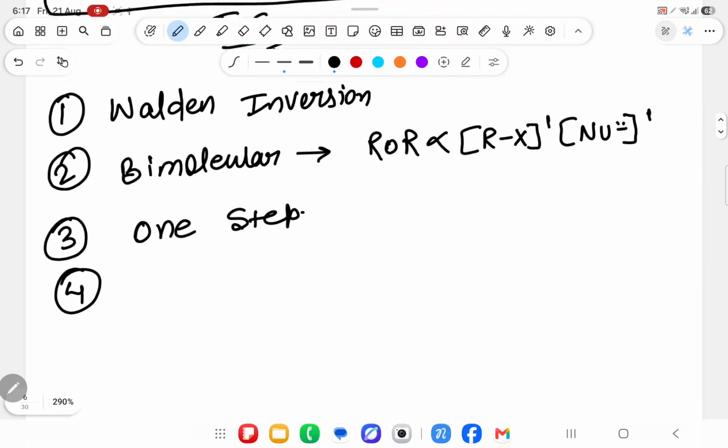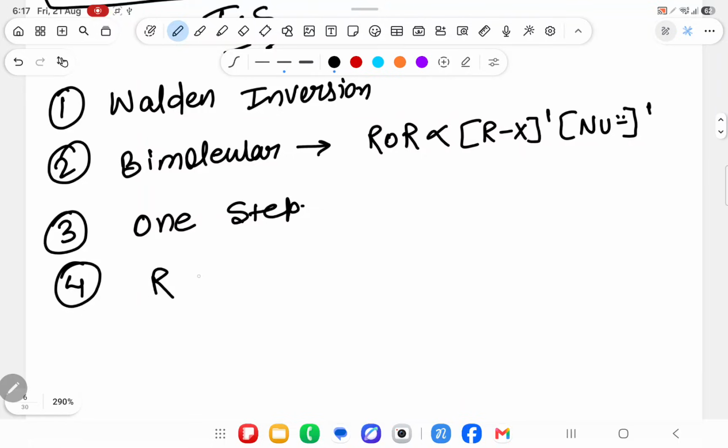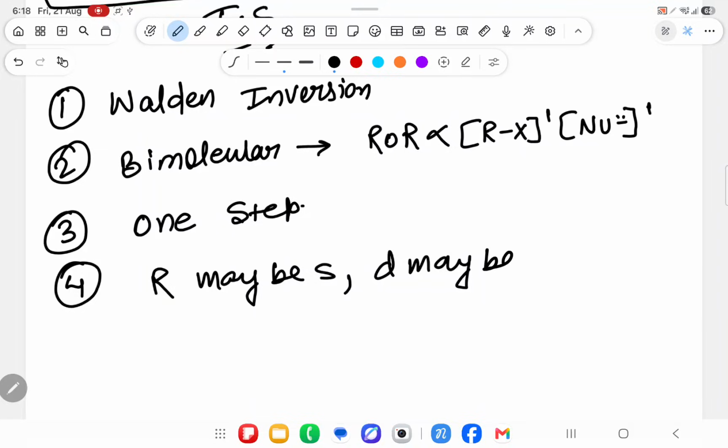Fourth important point, R may become S. Rectus is converted into sinister. D may become L. Dextro may be converted into levo. D means dextro, L means levo, R means rectus, S means sinister. Why am I dictating all this part? Where have I dictated GOC? You know that. We have already studied GOC and isomerism, no need to say more.